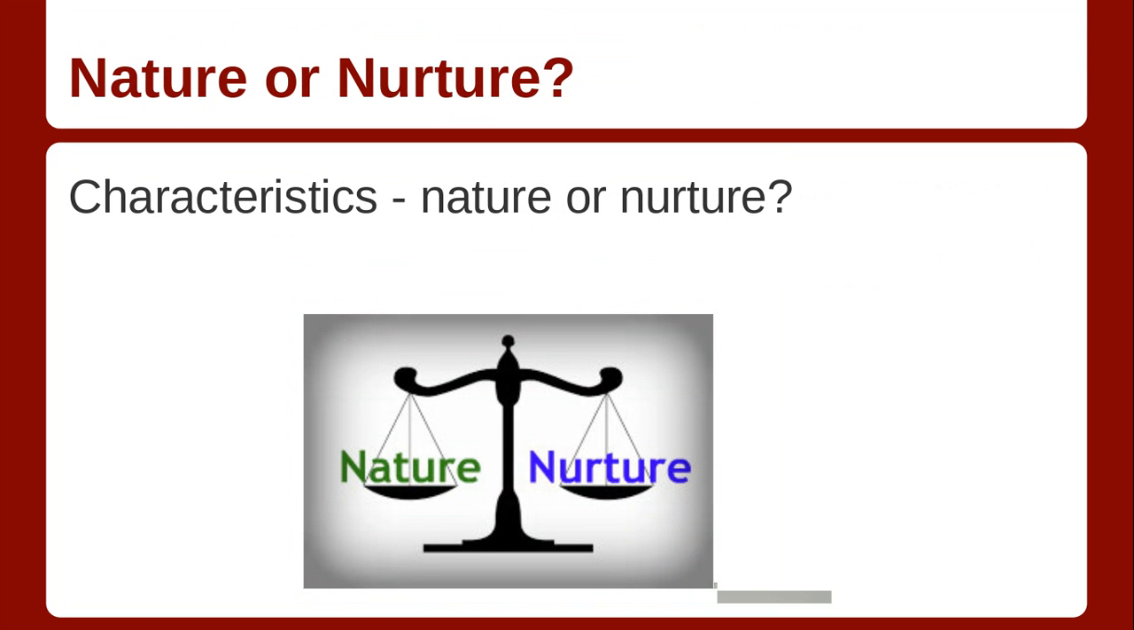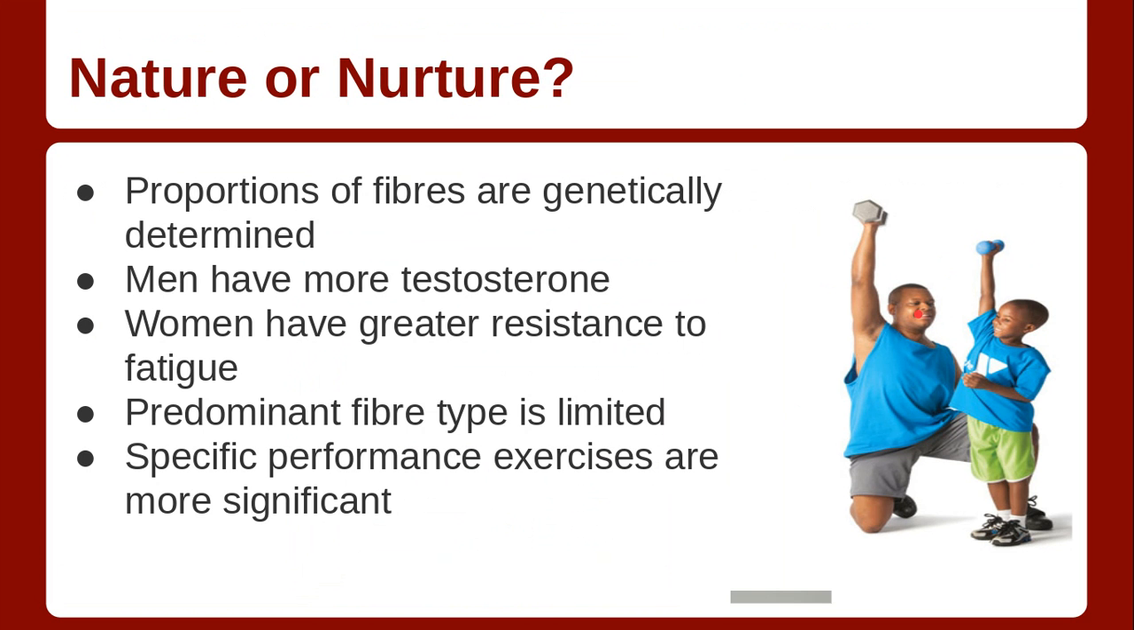So in terms of the characteristics in our muscle fibers, there's arguments as to whether it's nature or nurture that these differences exist. Thinking about nature, proportions of fibers are genetically determined. We can't change those proportions. Men have more testosterone. Again, that's genetics, so they're going to have higher fast twitch fibers. Women have greater resistance to fatigue, so they're slow twitch.